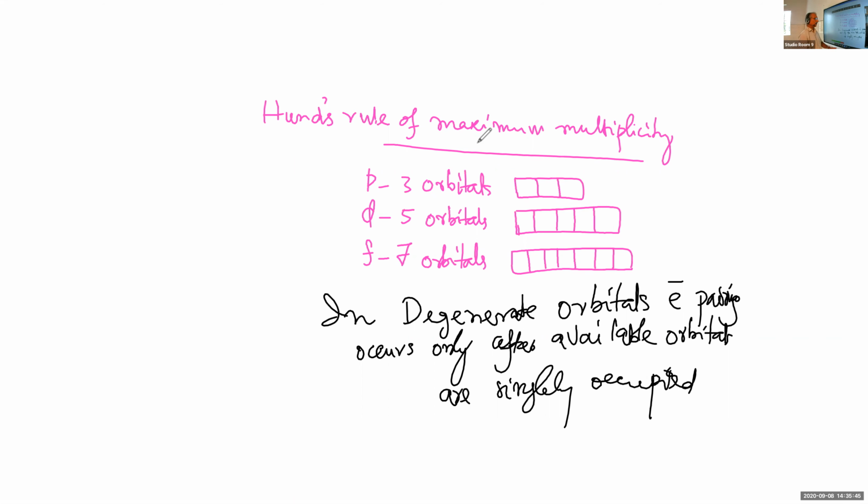Or we can say Hund's rule in another way. In the p, d, and f subshells, electron pairing takes place only after the available orbitals are singly occupied first. Only after that there is pairing of electrons. Pairing means two electrons in an orbital.